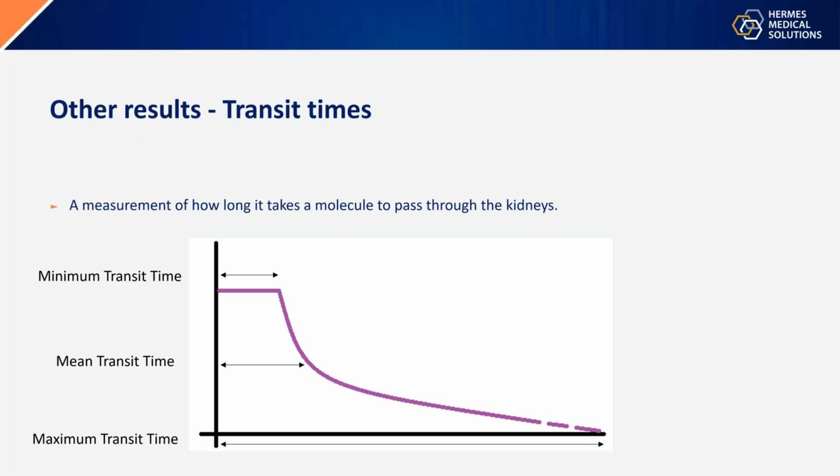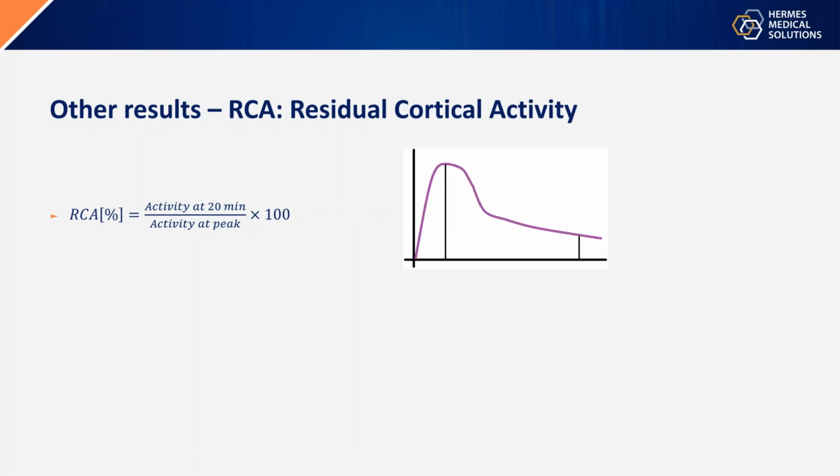So this simply says the average time a molecule will take passing through the kidneys. Another common value is the residual cortical activity. It is simply the ratio between the renogram at 20 minutes compared to the peak. And then we multiply it by 100 just to view it as a percentage.